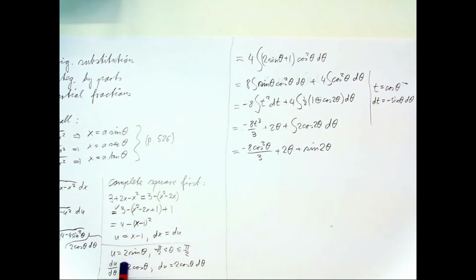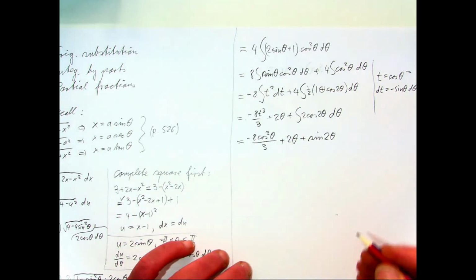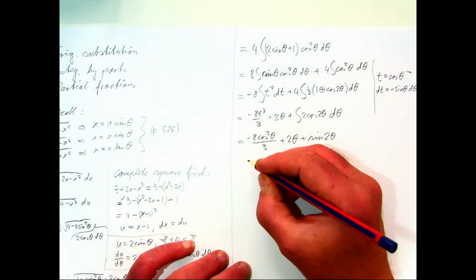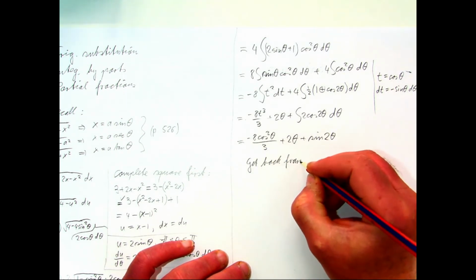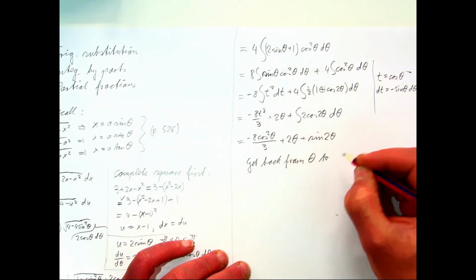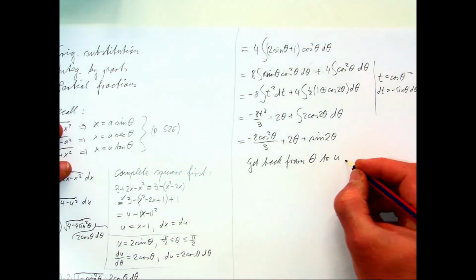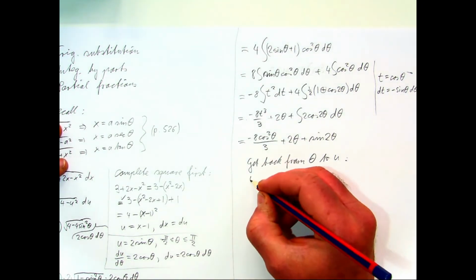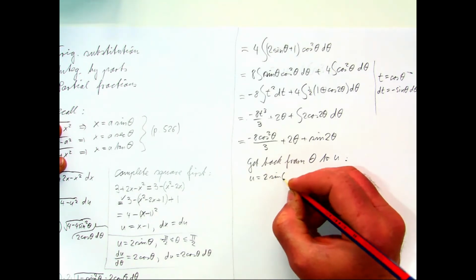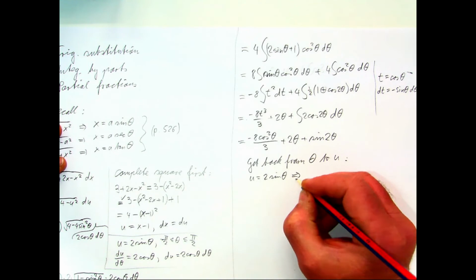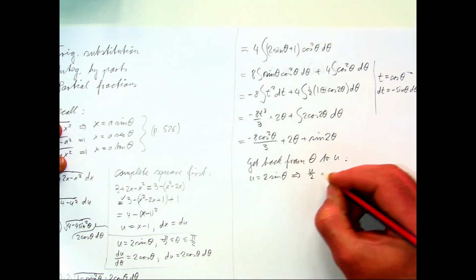And the crucial formula is, of course, this one here: u equals 2 sine theta. So the program now is to get back from theta to u, and then it will be easy from u to x. I repeat again the formula that we had: u equals 2 sine theta. That means u over 2 is sine theta.